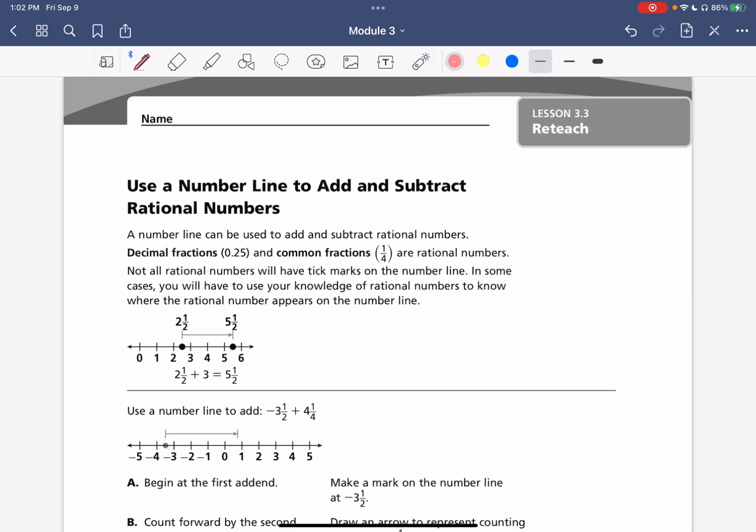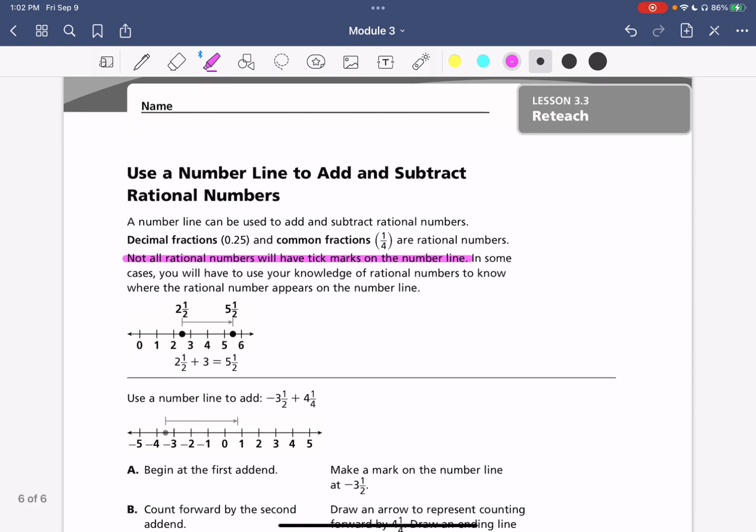Something to note here is that not all rational numbers will have tick marks. As we've seen in previous lessons, sometimes our number lines count by 5s, they count by 1s, they count by 10s, they count by 20s. So be very careful to know as you are moving along your number line what increments your number line is set for. In some cases, you'll just have to use your knowledge of rational numbers to know where the rational number appears on the number line.